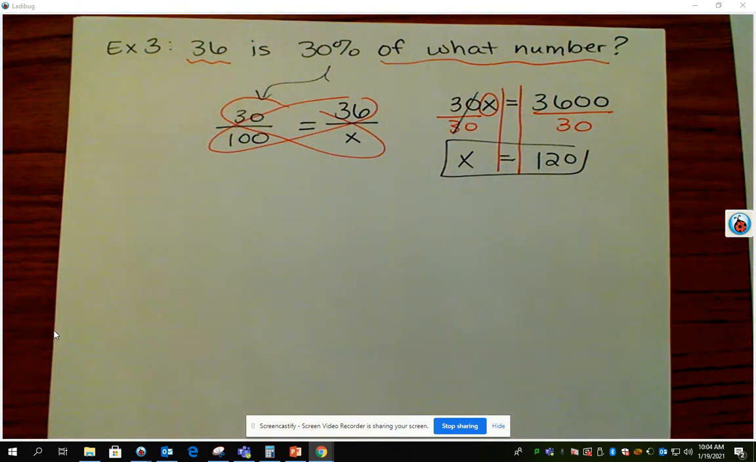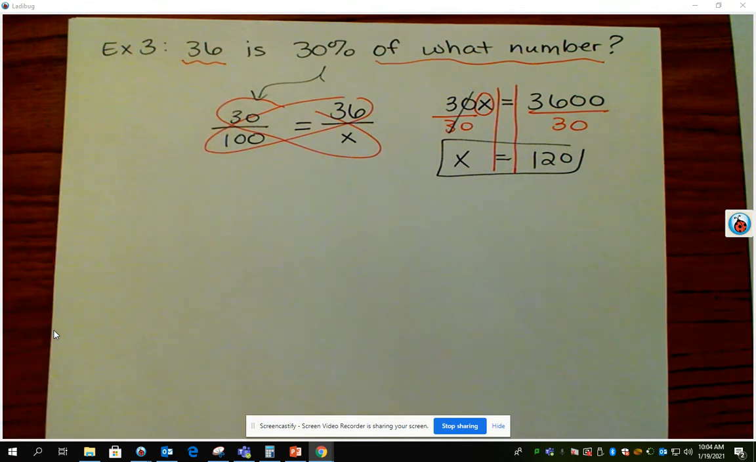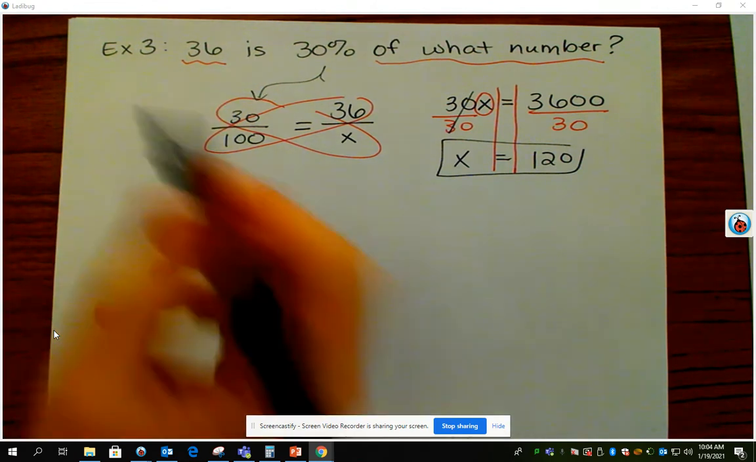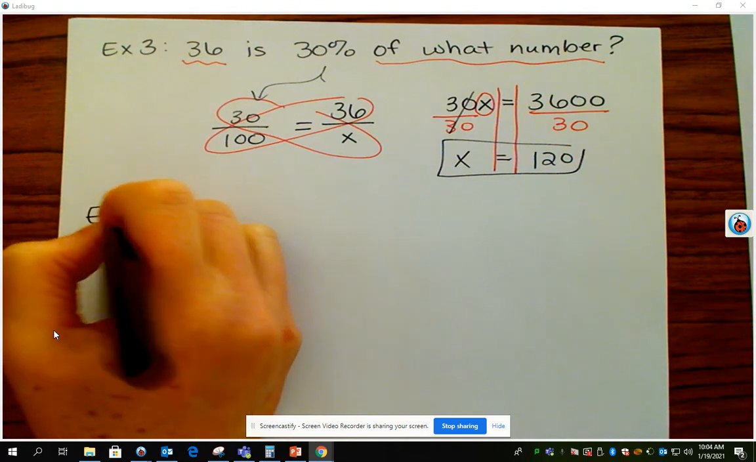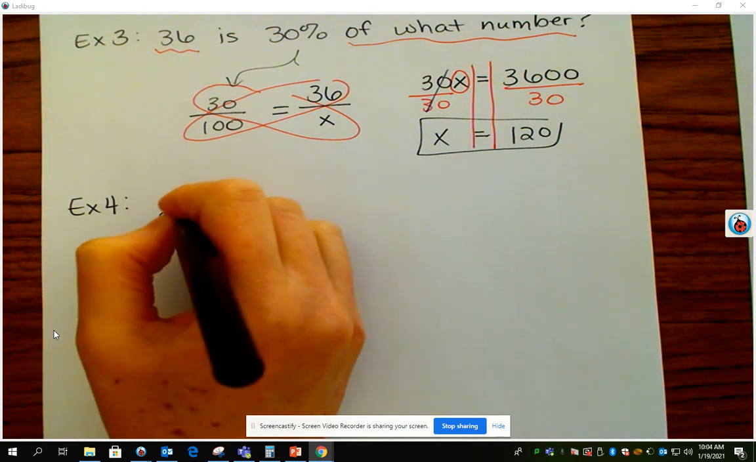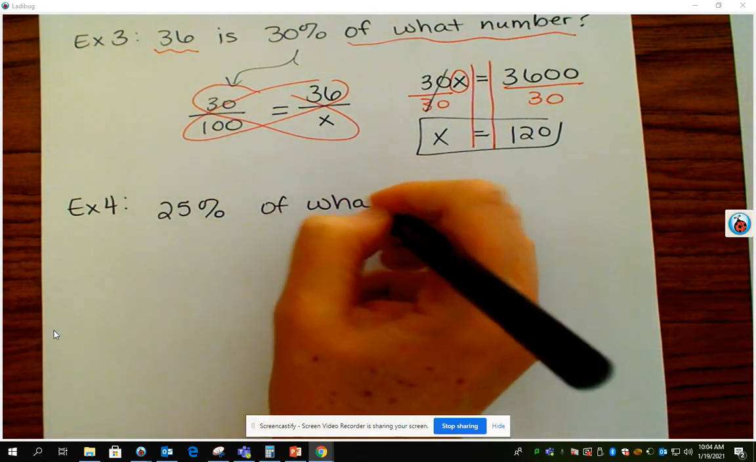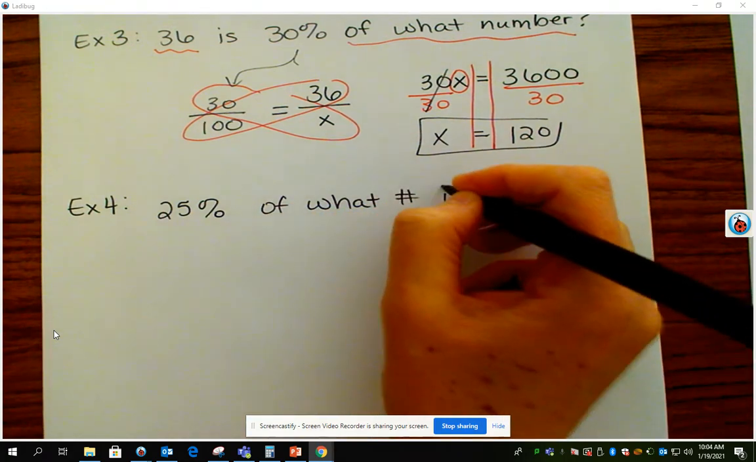So again, just go slowly with these and read it carefully so that you set up your proportion properly. And then once you've done that, it's easy. We just cross multiply like we've learned already. Okay, so let's try another one. 25% of what number is 120?